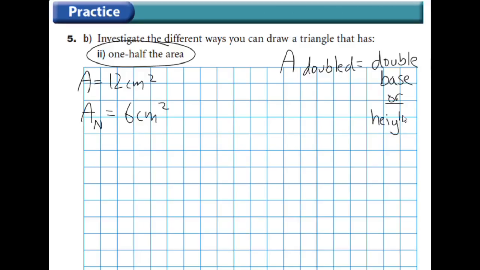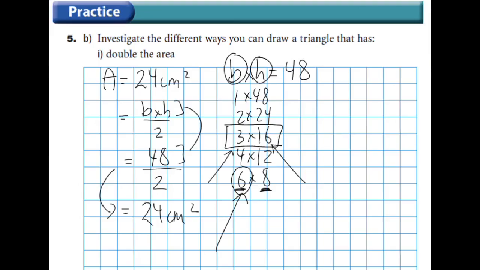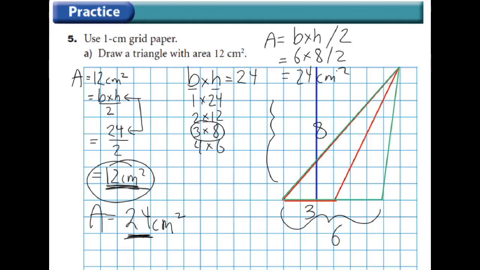I'm going to make the assumption here that if we want the area in half, we would simply have to take half of the base or half the height. And we can try that out and see if that's going to work. So let's go back to our example here. The original triangle was, and I'll circle that, a base of 3 and a height of 8.